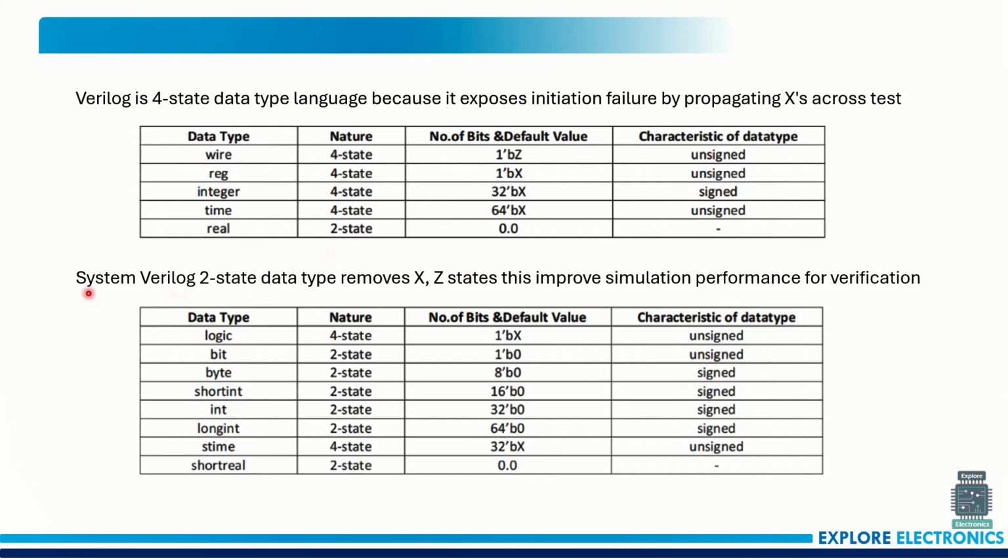Compared to that, if we see System Verilog now, it has more 2-state data types compared to the 4-state data types. There is an introduction of logic, bit, byte, short int, long int, and short time and short real. These are the different data types available in System Verilog to declare any variable. And the default values of those are also shown over here. Let us understand more about these data types.